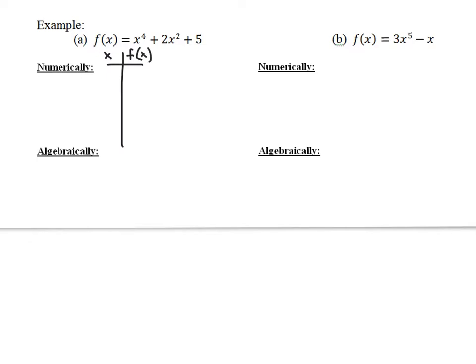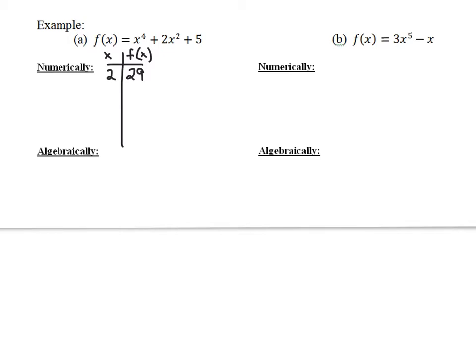So for example, if I substituted 2 in for x, you can do that on your calculator. So you could say 2 to the fourth plus 2 times 2 squared plus 5. And I see that on my calculator I'm getting the answer of 29. Make sure if you don't have your calculator, you pause the video and go get it, because it's going to be really important to have your calculator for today's lesson.